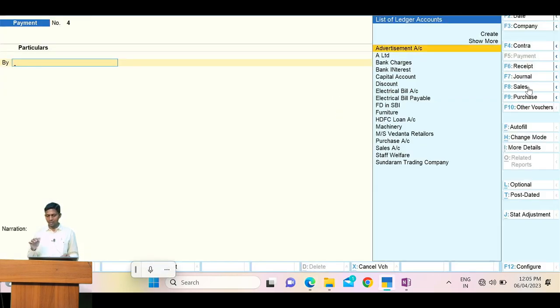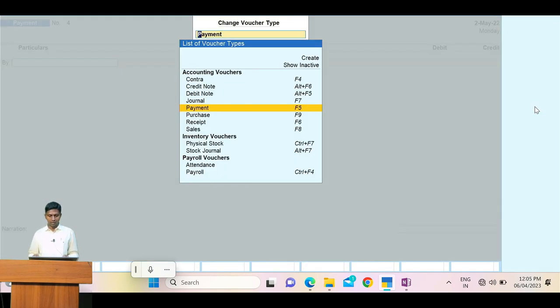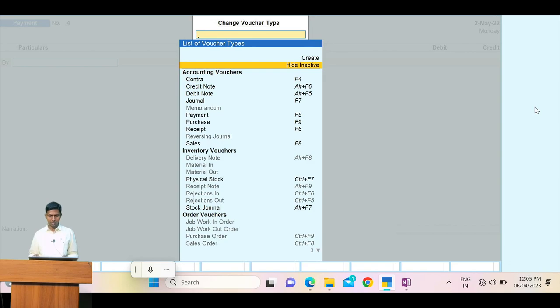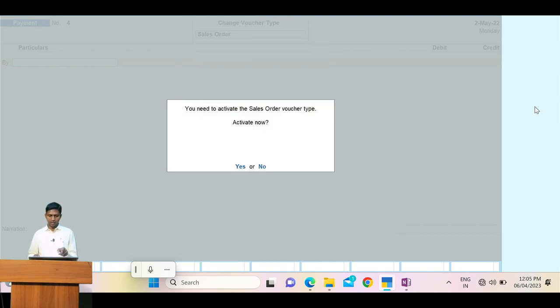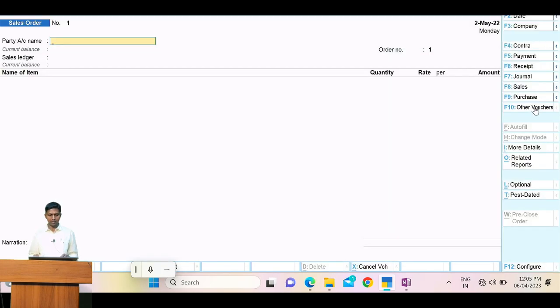And this is not there on the main screen of Tally. Therefore, in other voucher types, press F10 and check whether sales order is there or not. It is not there. Therefore, show inactive. Then check whether that is there. Yes, this is there. Select that sales order. Tally will ask whether you want to activate. Say yes, press Y or just Enter. Then you will get the sales order voucher type. If you are getting that, then you are on the correct path.